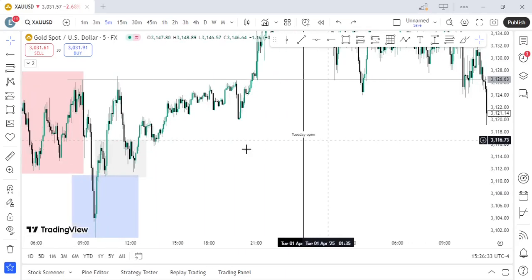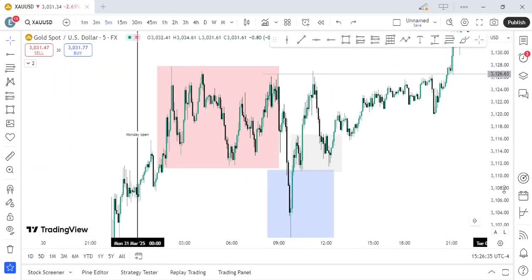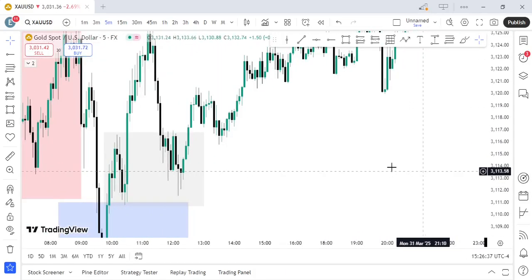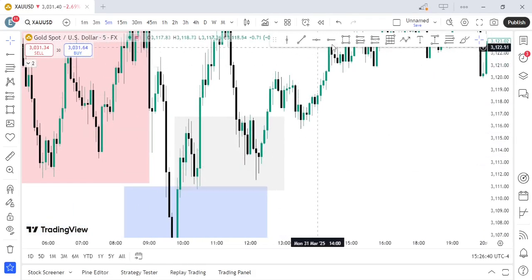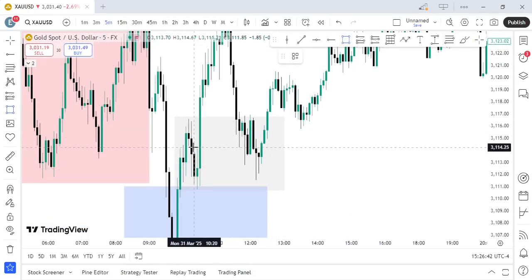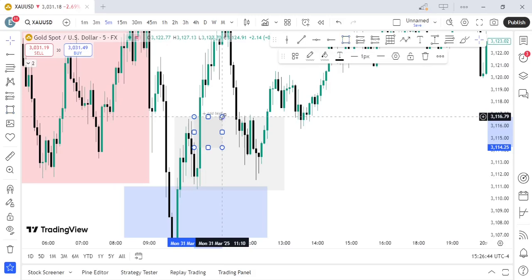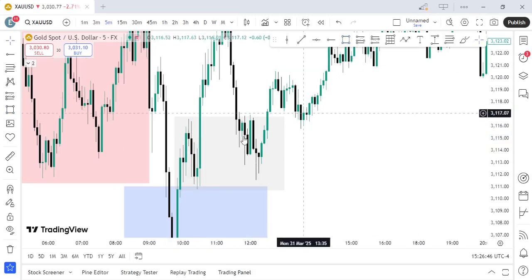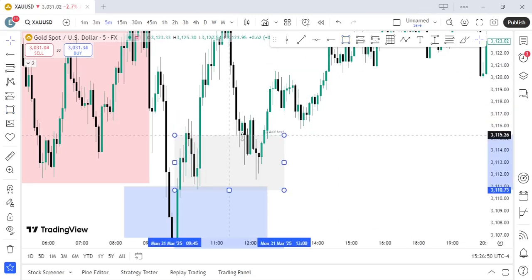Okay, so on the 5 minutes time frame, if we actually take a closer look, you can see that all this right here is just fair value gap. All this right here is just void. So basically we can actually reduce our entry down to this other block right here.